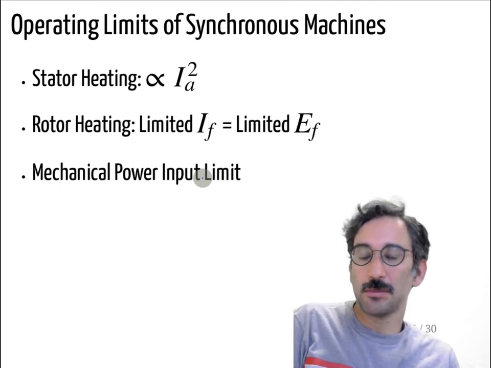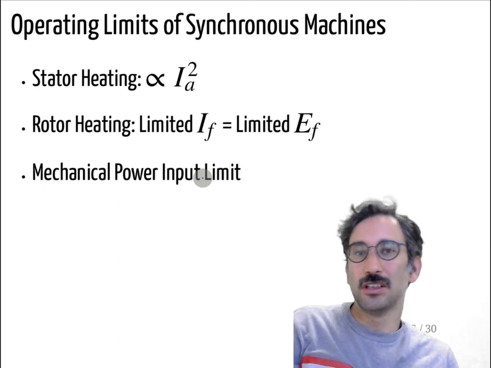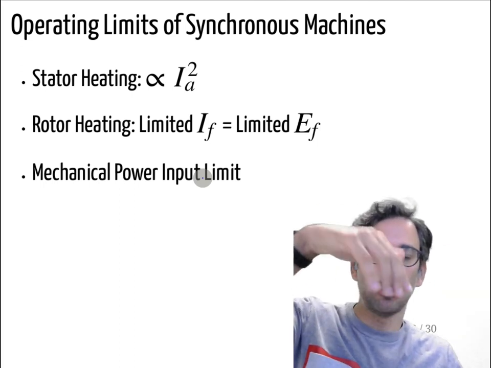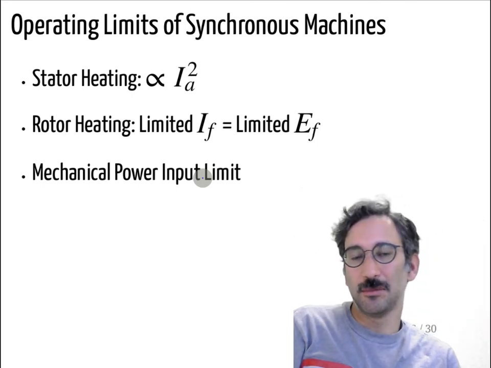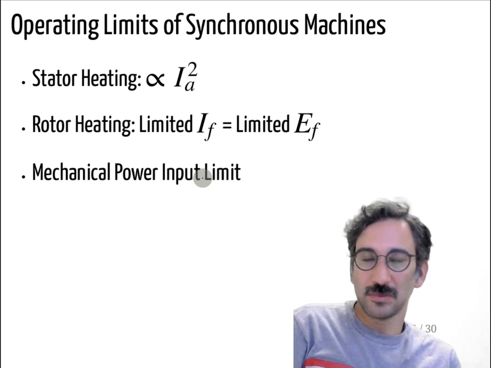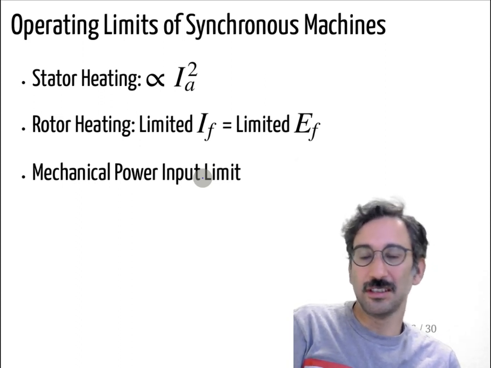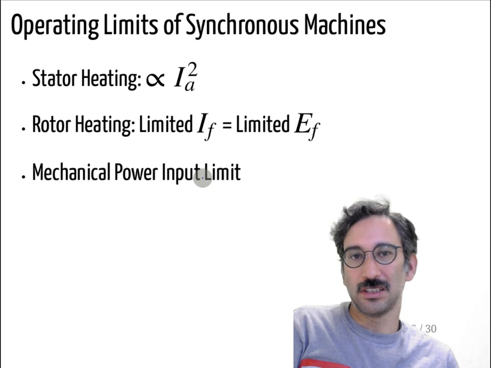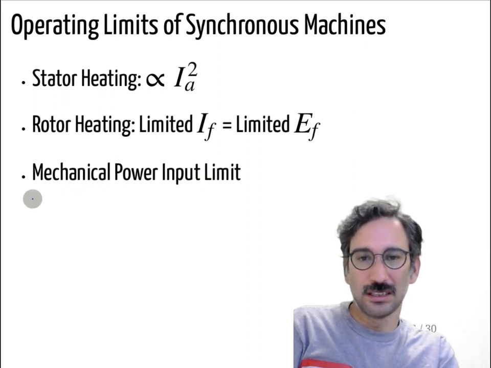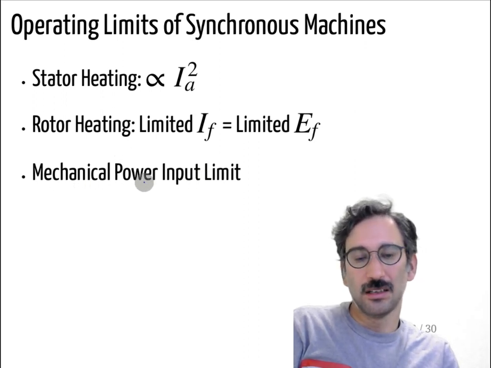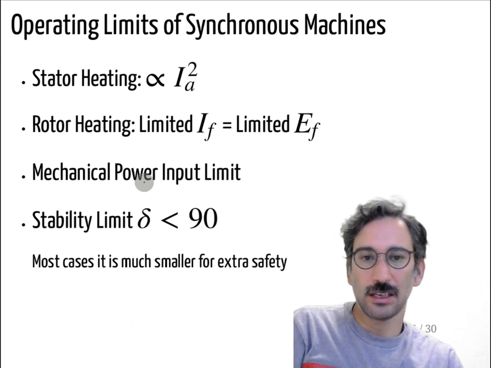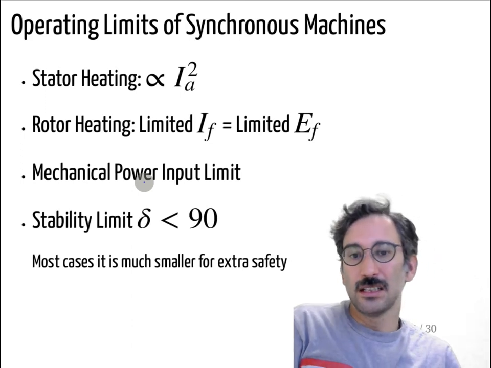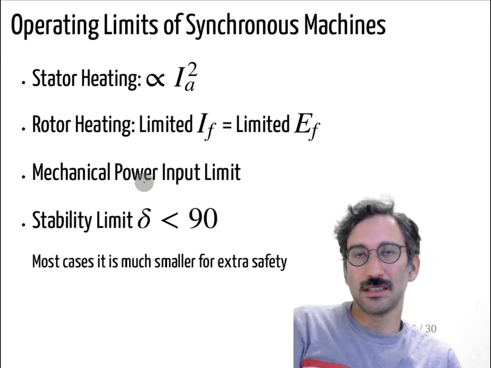If it's a nuclear power plant, then the number of nuclear rods is limited. So there is a kind of safe limit for the amount of steam that you can generate. So there's again some mechanical power limit. And on top of that, you don't want your system to get unstable.